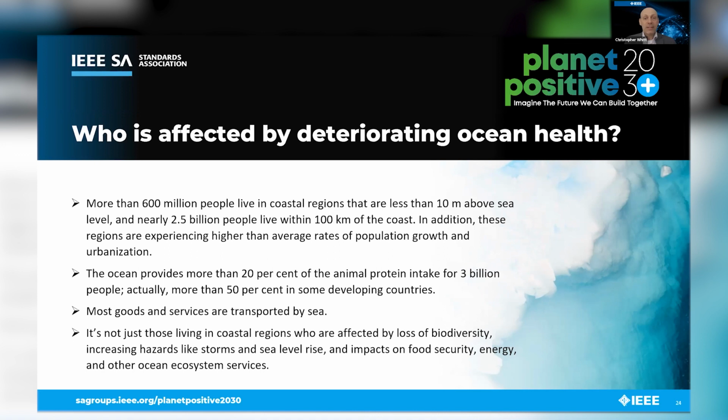The ocean provides 20% of animal protein for about half the world's population. And in some places, especially developing nations, that proportion is much higher. We know most goods and services are transported by sea, and it's not just those living in those coastal regions affected by the loss of biodiversity, the increasing storm hazards, the sea level rise, and the impacts on food security, energy security, and other ecosystem services.